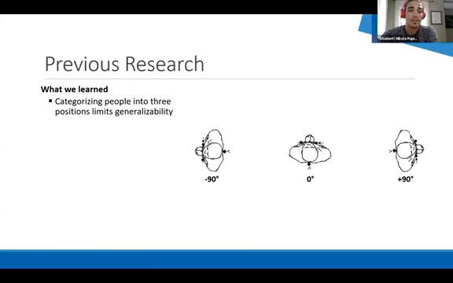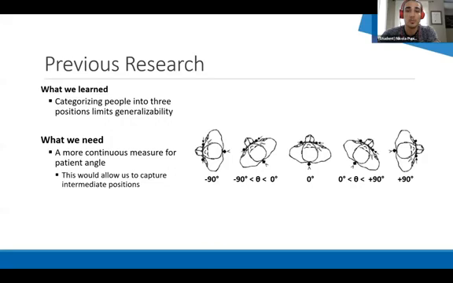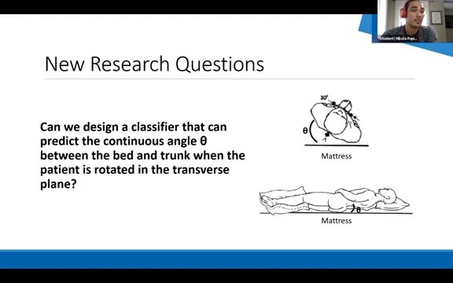Therefore, we suspect that the loss in accuracy is due to the fact that there's a wide variability of side-lying positions between supine at 0 degrees and full side lying at 90 degrees that are seen in the real world. So to tackle this and make a better model, our new research question centers around designing a classifier that can predict a continuous angle theta between the bed and the trunk when the patient is rotated in the transverse plane, as seen here in these figures.